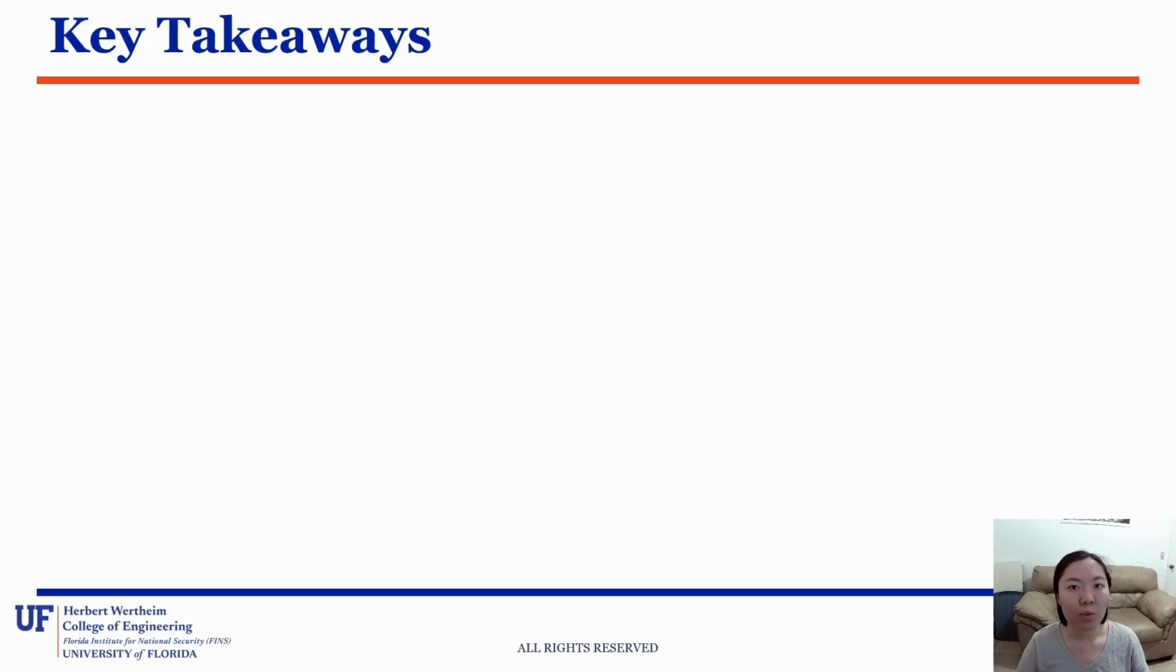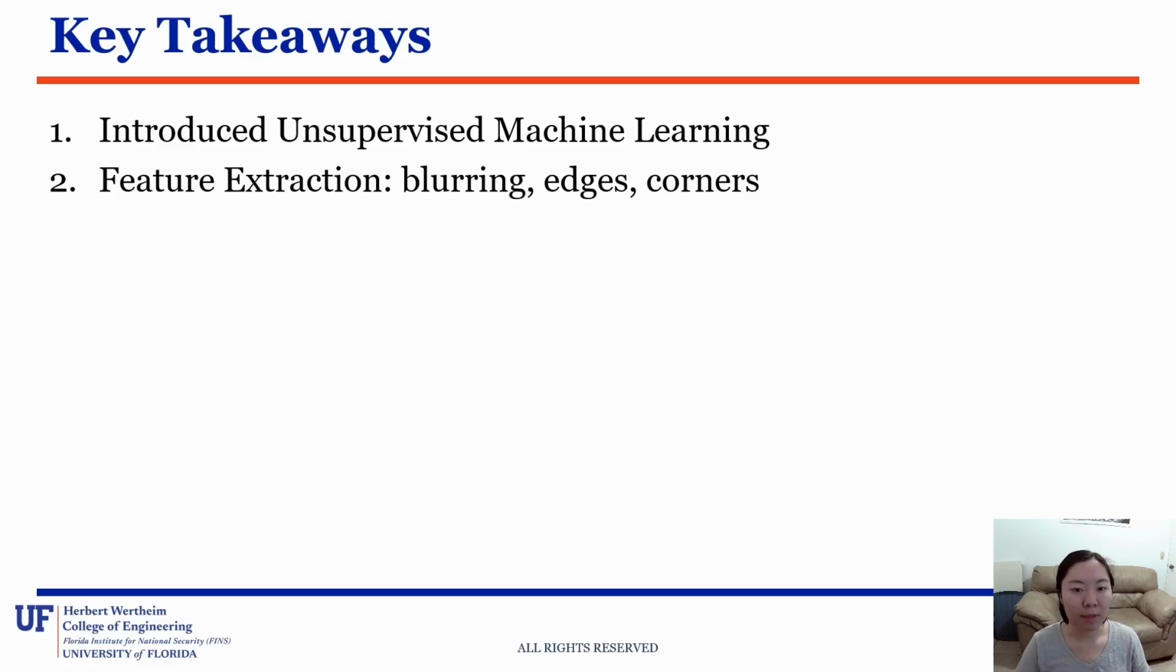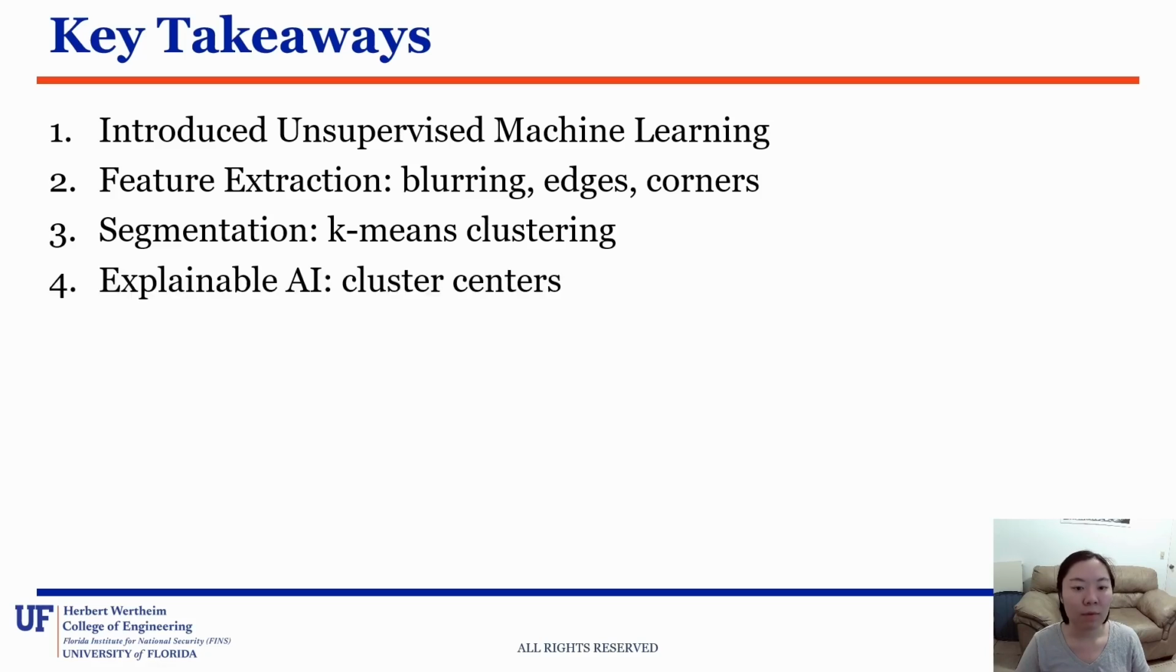In summary, this is what we covered today. We introduced the concept of machine learning, some of the different types, and focused on unsupervised learning. We applied blurring, edge detection, and corner detection as feature extraction techniques. We applied k-means clustering as an unsupervised learning segmentation technique. We introduced the concept of explainable AI and used cluster centers to understand our k-means clustering algorithm. And we suggested a few potential extensions for you to look into and experiment.